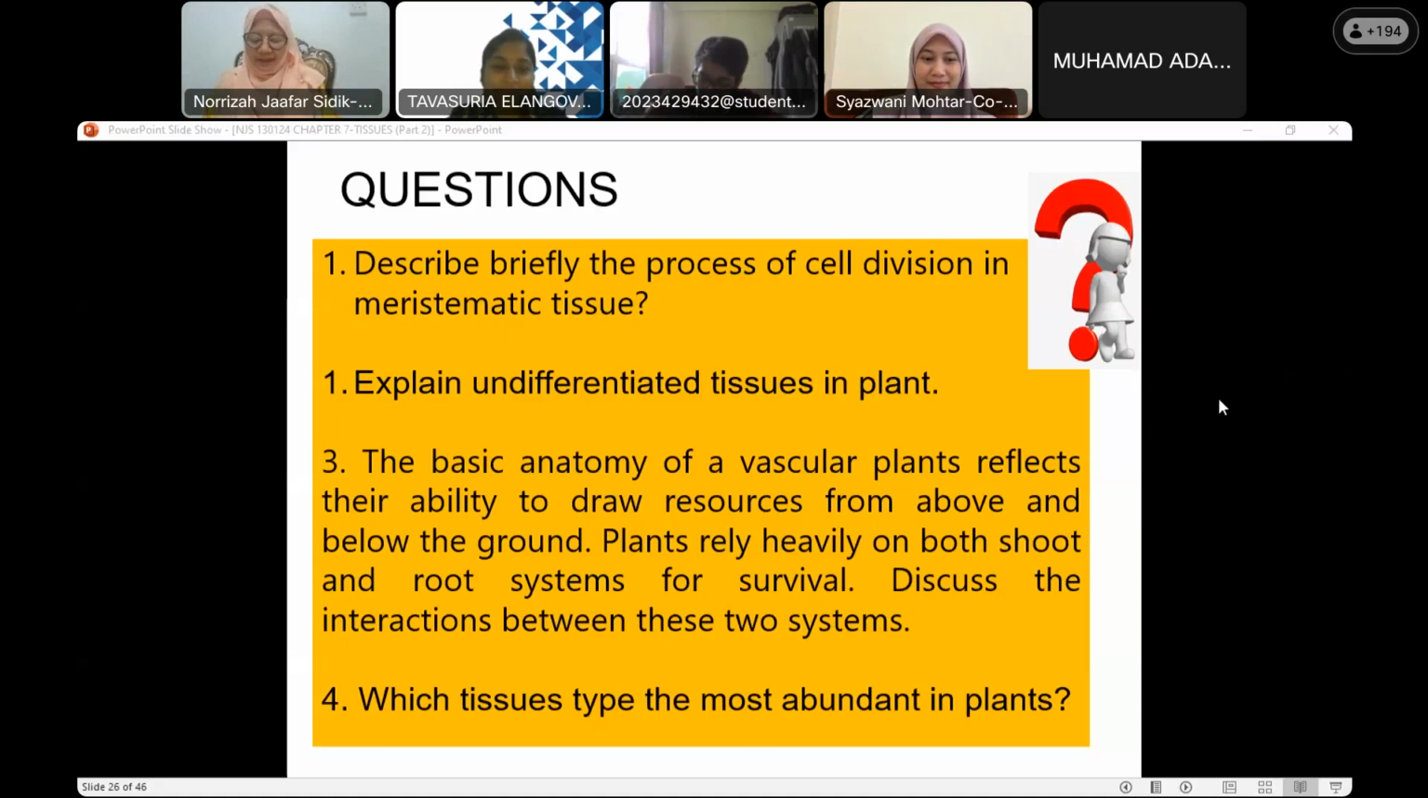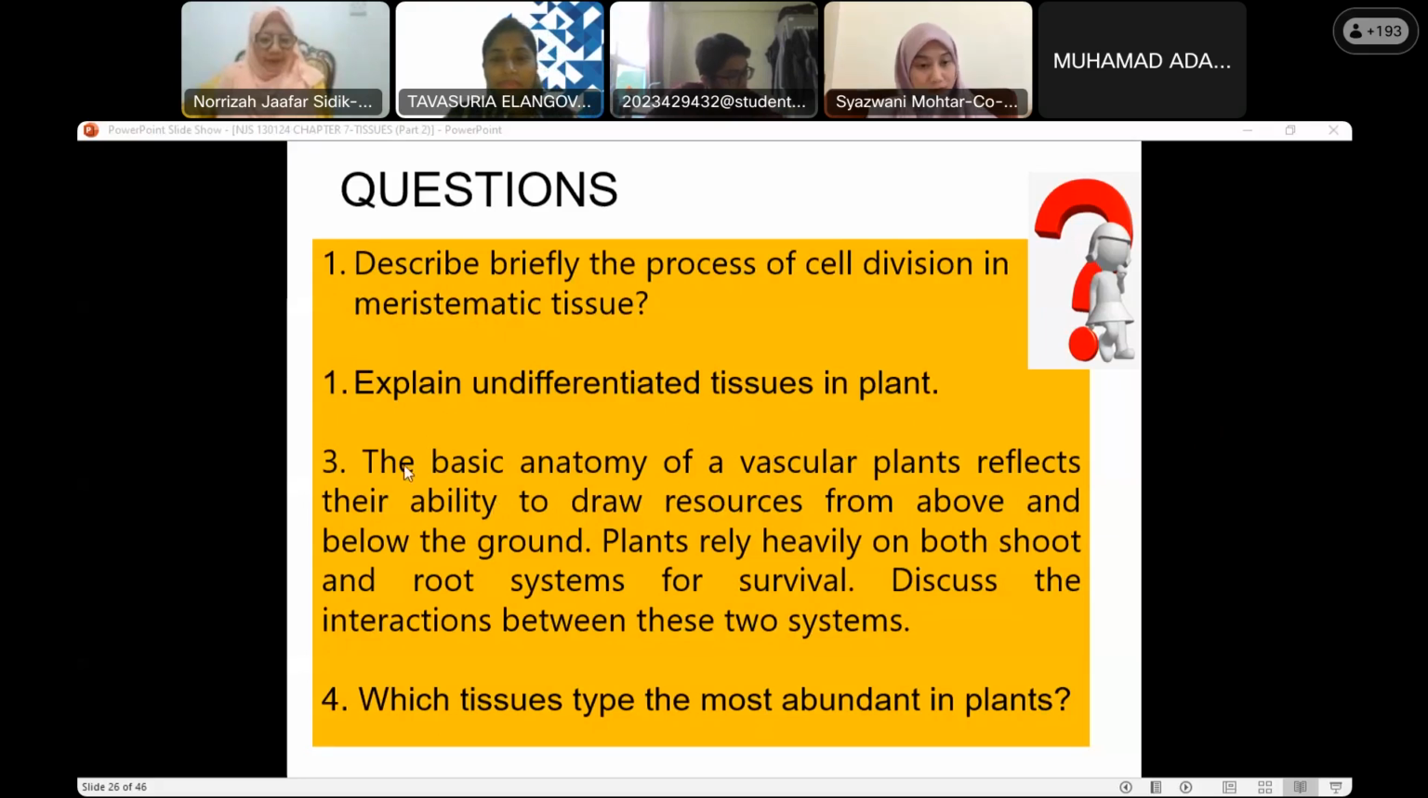So meristem tissues are regions of actively dividing cells, and have the potential to differentiate into various specialized cell types. And they have a crucial role in plant growth and development.